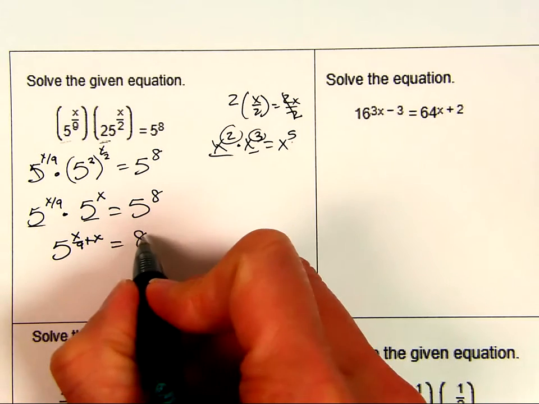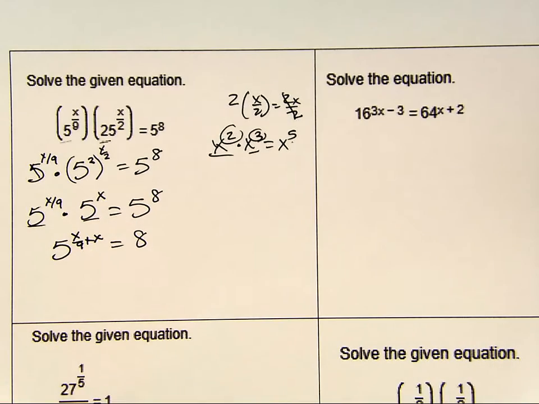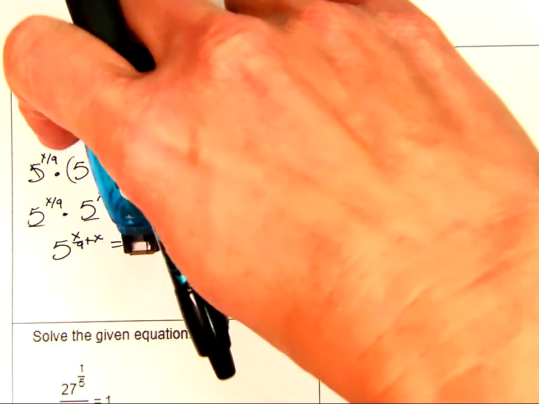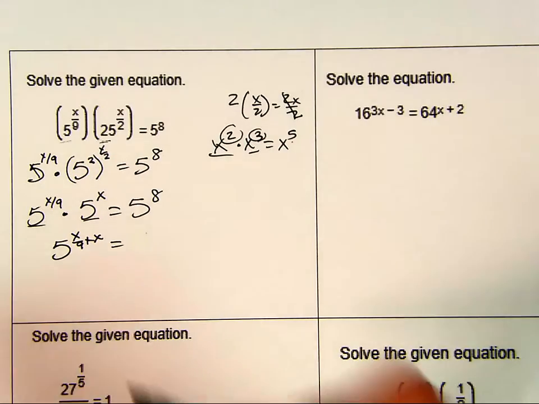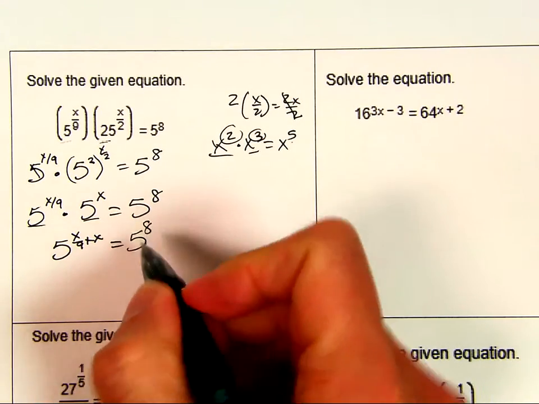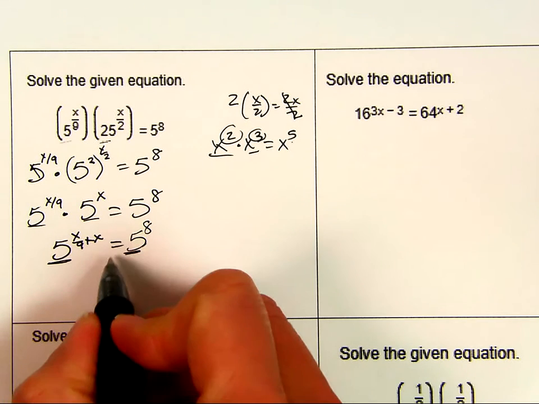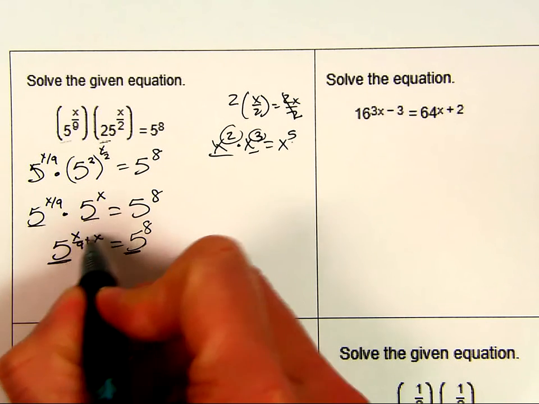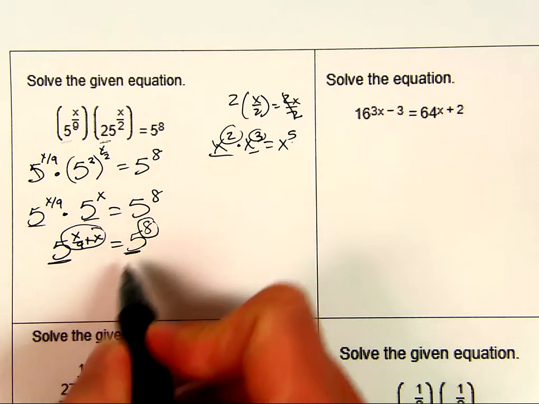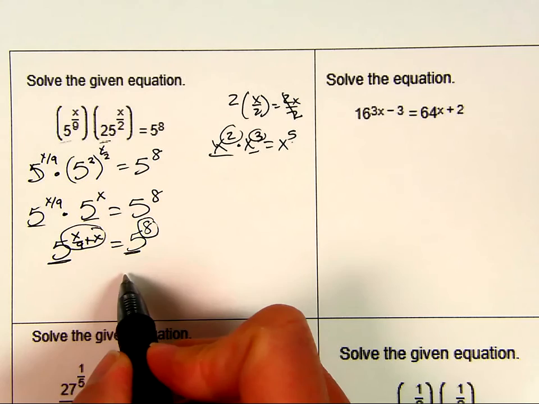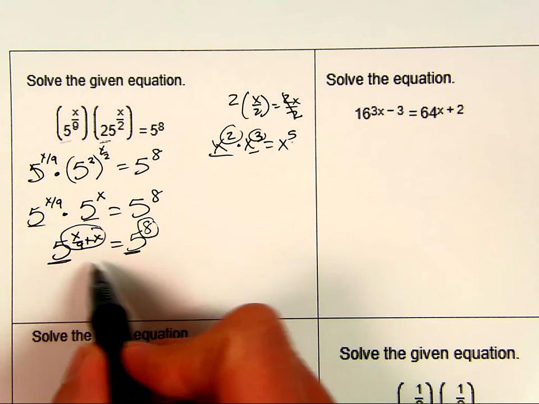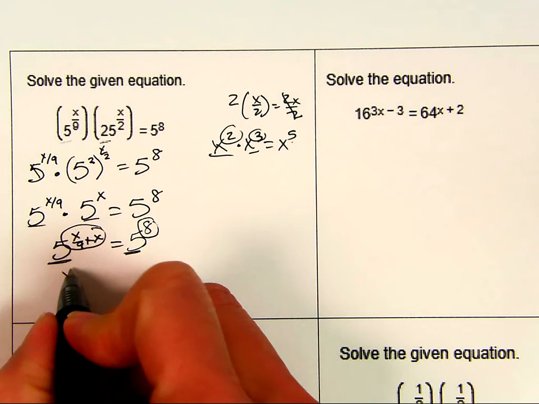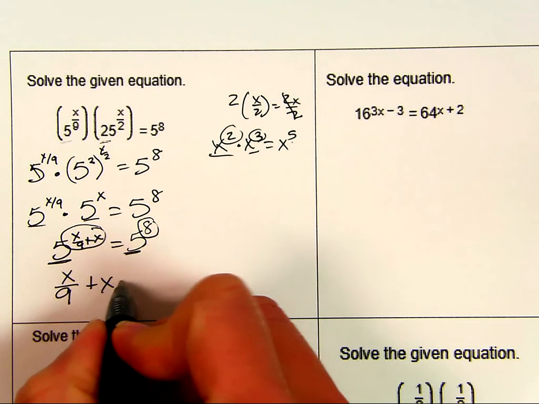So, I'm sorry, that is not 8. Let me redo that. That is 5 to the 8th. Skipping a step here. Now that the bases are the same, and this is an equation, these have to be equal, I know that this would have to be equal to 8. Otherwise, these expressions wouldn't be equal. So now I kind of change it to an exponent equals exponent. I change it to x over 9 plus x equals 8.